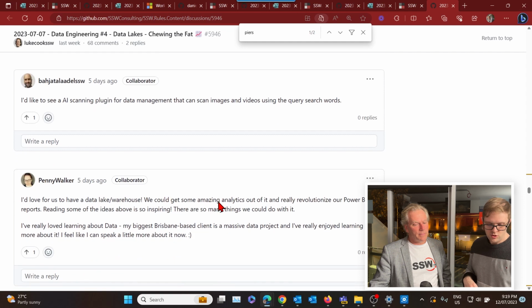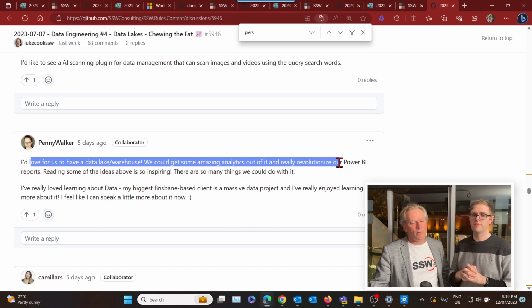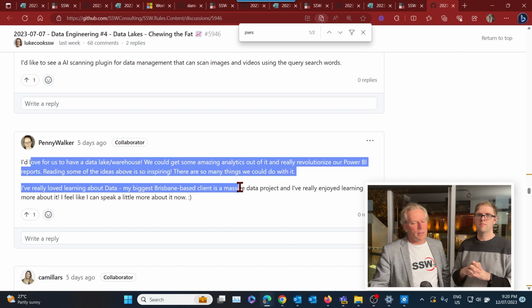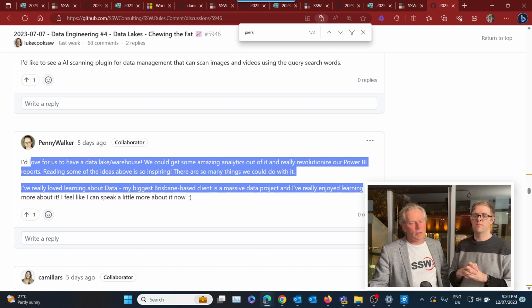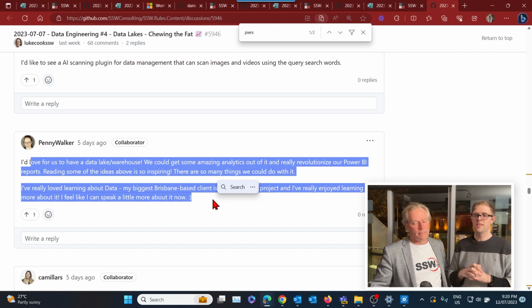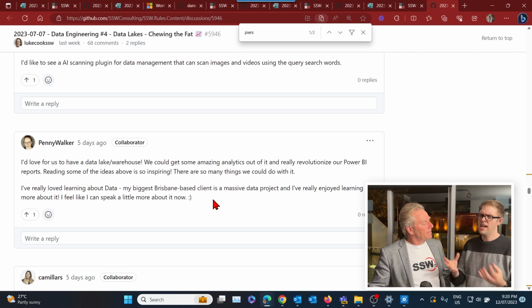Yeah, Penny had some cool comments, actually. Yes. I'd love for us to have a data lake warehouse. We could get some amazing analytics out of it and really revolutionize our Power BI. Some of the ideas are so inspiring. There's so many things we could do with it. I really love learning about data. My biggest Brisbane-based client is a massive data project, and I've enjoyed learning more about it. I feel like I can speak a little more about it now. Yeah, and I actually heard that a lot from account managers. They were really excited to learn more about how data sort of works so they could then talk to their clients about data and understand their problems better.